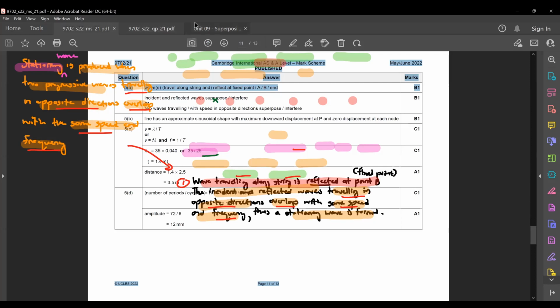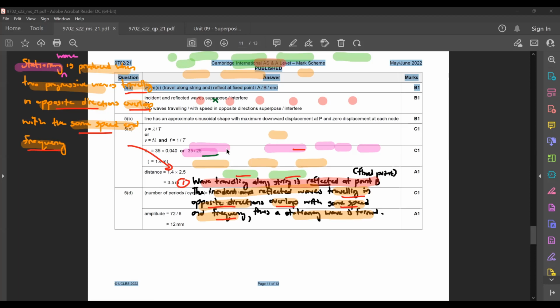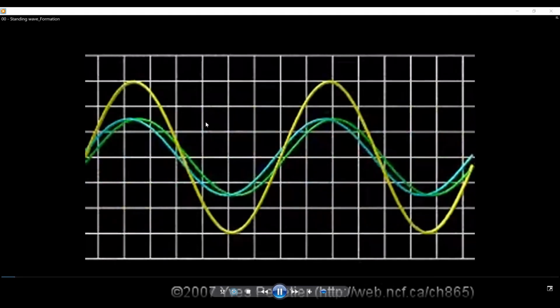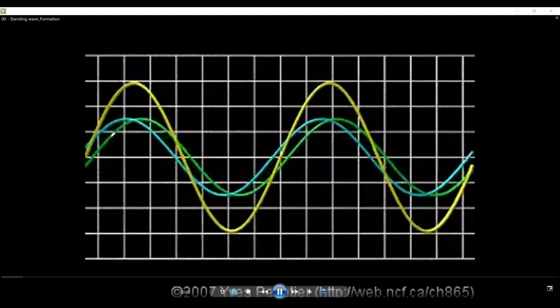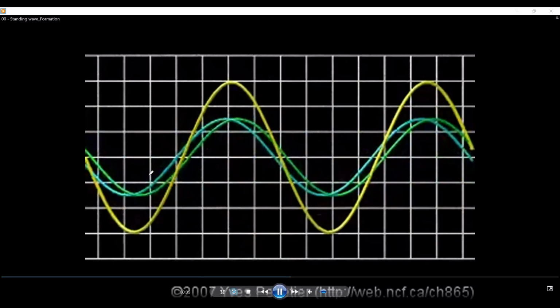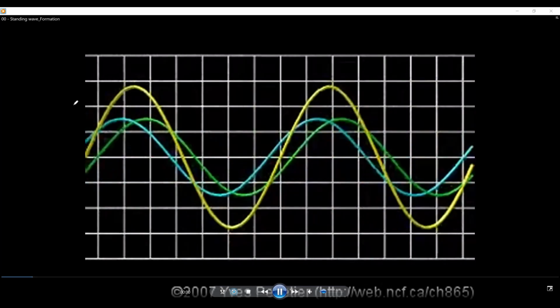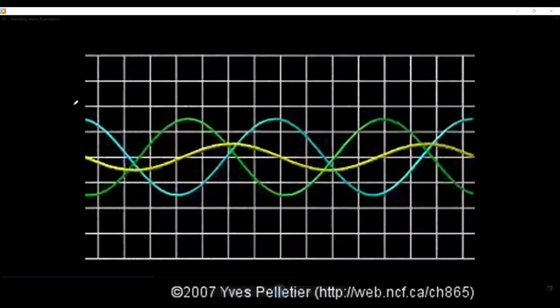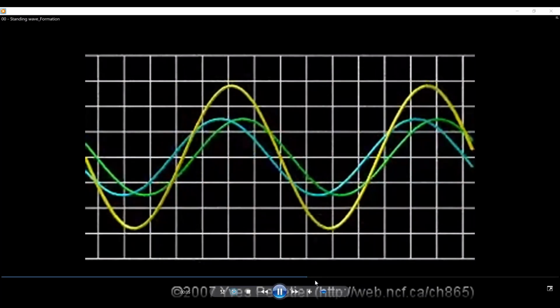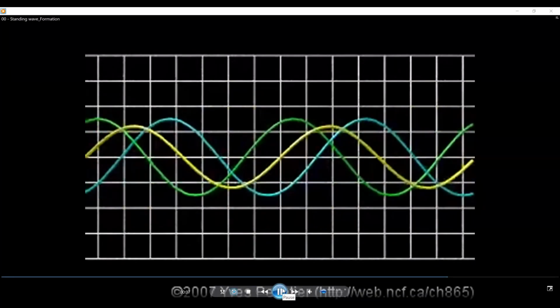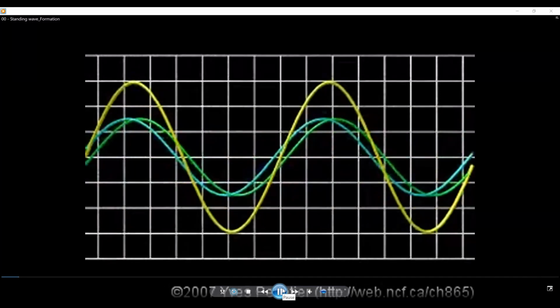All right, so let's just have a look at what we mean when two progressive waves traveling in opposite directions overlap to give you a stationary wave. If you were to look at the video animation here, this is showing you the formation of stationary waves. There are 3 waves here. You can see a green wave, a blue wave, and a yellow wave. Specifically, I want you to focus your attention on the blue and green colored waves. So let me just pause the video a little.